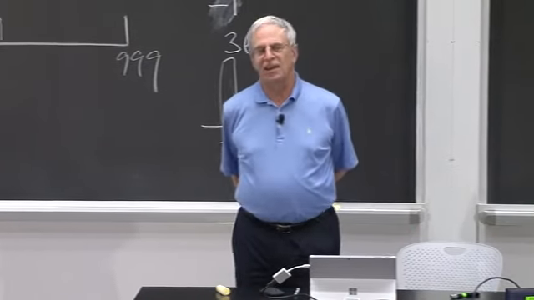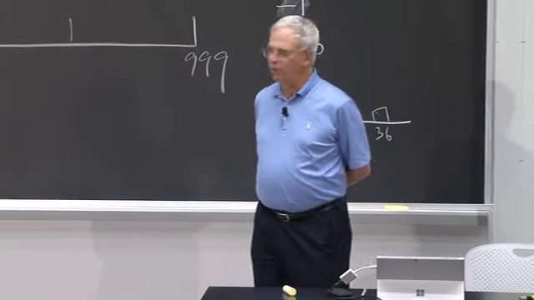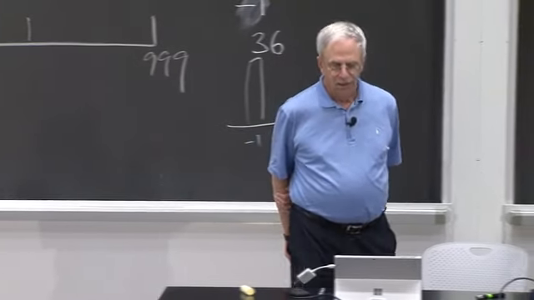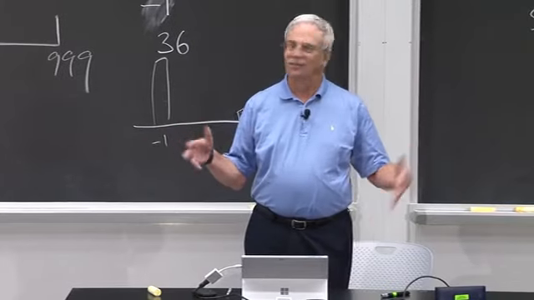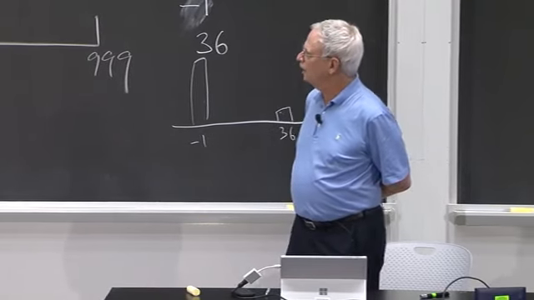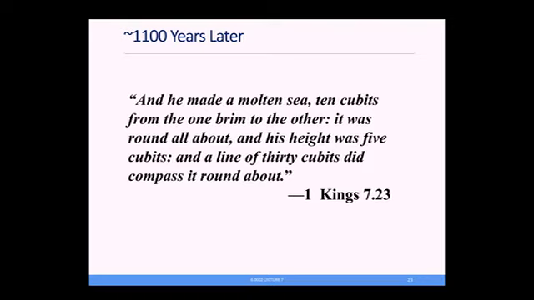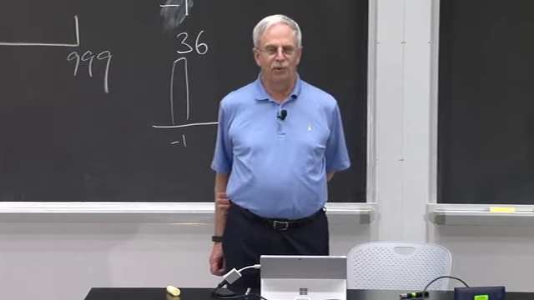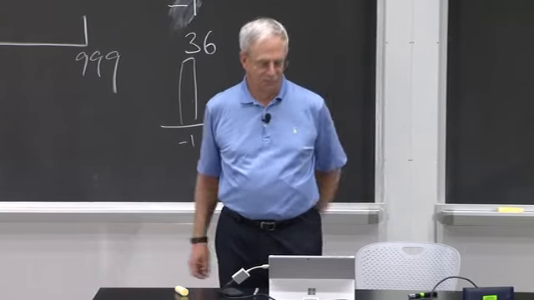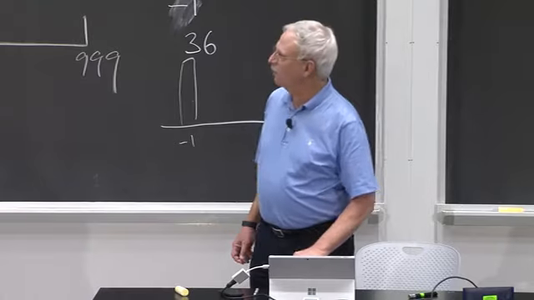About 1,100 years later, an estimate of pi appeared in the Bible, Kings 7:23. It didn't say pi is, but it described, I think, a construction of King Solomon's temple. He made a molten sea 10 cubits from one brim to the other. It was round, i.e. it was a circle. His height was 5 cubits, and a line of 30 cubits did compass it round about. Well, if you do the arithmetic, what does this imply the value of pi to be? 3. And I'm sure that's what Mike Pence thinks it is.